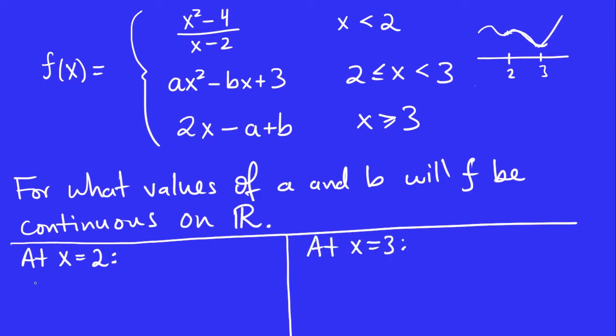What was the first thing we should check? We should check the function value, okay? So what is f of 2? Which one of these three options do I use if I want to evaluate f of 2? Well, looking over here, I see that when x is greater than or equal to 2, in particular when x is equal to 2, I should use this middle option. So I'm going to put 2 in for x there and see what I get. 4a minus 2b plus 3. Why don't I write that below?